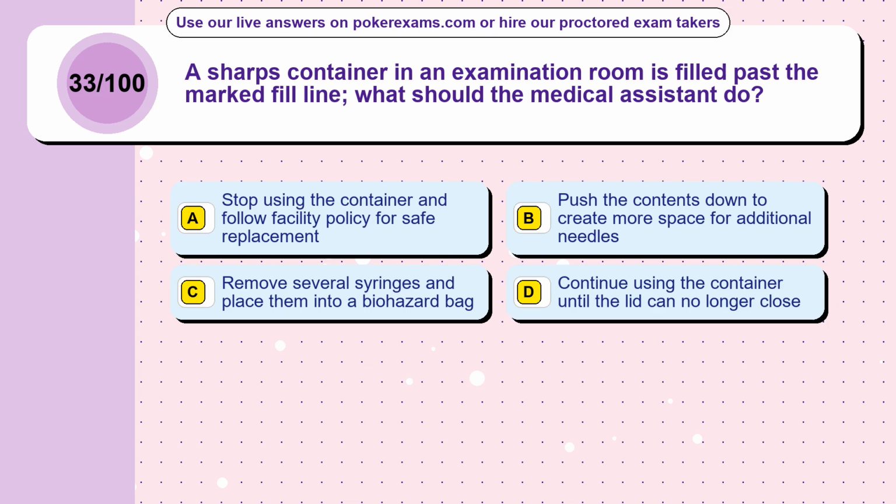Question 33. A sharps container in an examination room is filled past the marked fill line. What should the medical assistant do? Option A, stop using the container and follow facility policy for safe replacement. Option B, push the contents down to create more space for additional needles. Option C, remove several syringes and place them into a biohazard bag. Option D, continue using the container until the lid can no longer close.